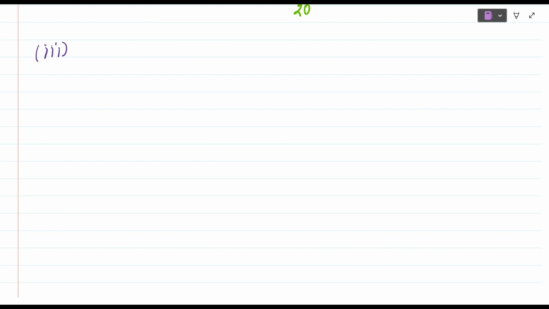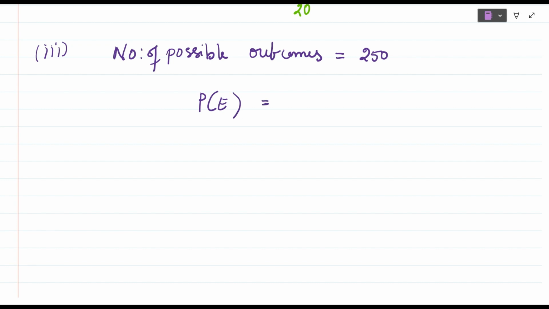So the next, so third bit, what they are asking, the question is find the probability that the school chosen at random has 10 or less than 10 computers. Means 1 to 10 interval. Okay. So 1 to 10 number of computers. How many schools are having? 250 schools are having. Write down number of possible outcomes is equal to how many? So only 250.